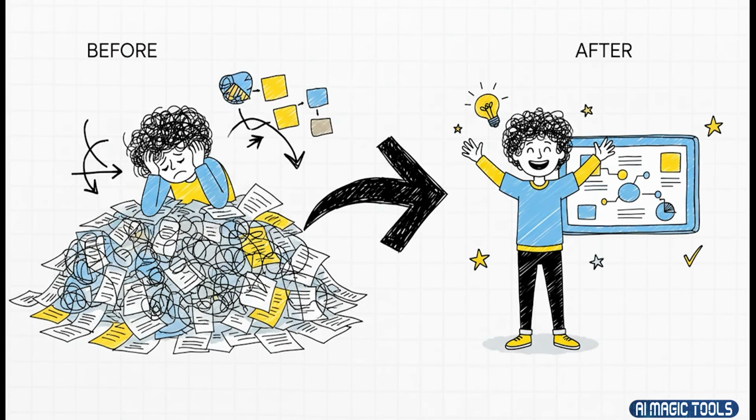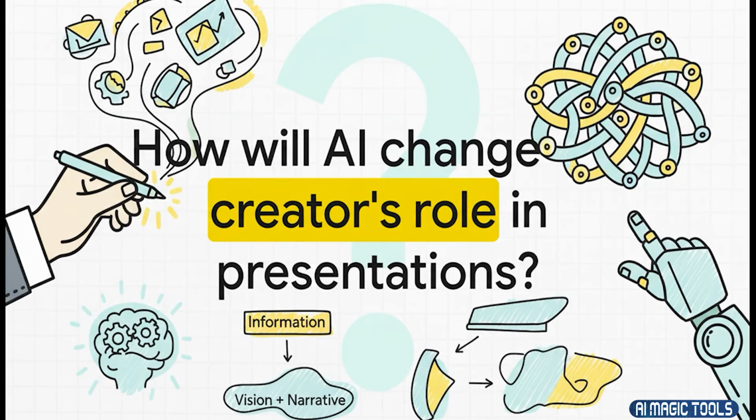Ultimately, what a tool like this does is transform your entire workflow. It automates the tedious, time-consuming part of the job, all that summarizing, synthesizing, formatting, and it frees you up to focus on the truly human part, the part AI can't do. That means you get to spend your time crafting a compelling story, delivering a powerful presentation, and making a real connection with your audience.